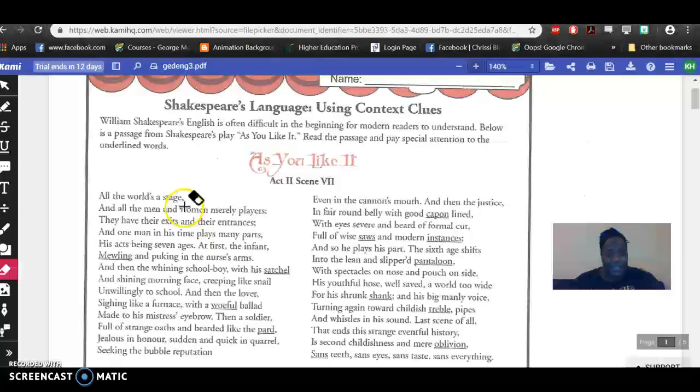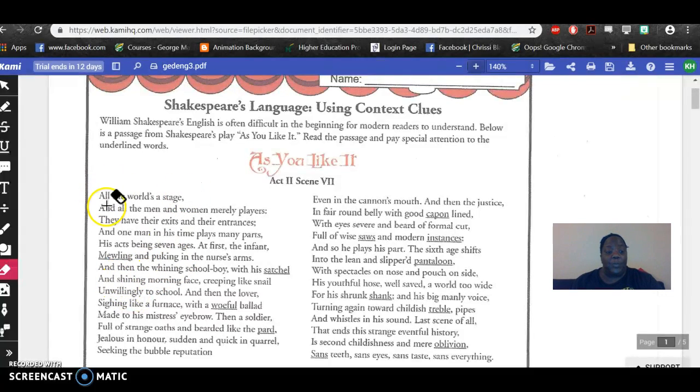All the world's a stage, and all the men and women merely players. They have their exits and their entrances, and one man in his time plays many parts, his acts being seven ages. At first, the infant, mewling and puking in the nurse's arms.